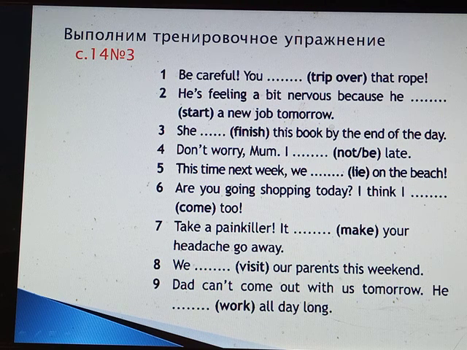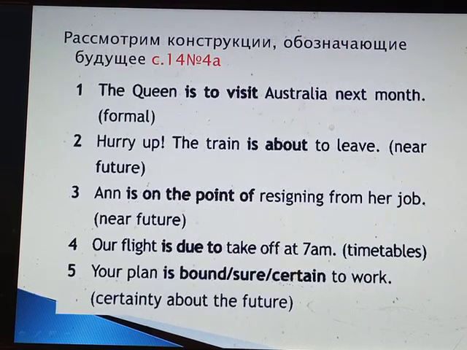I hope you managed with grammar tenses and you know how to use future constructions. Let's have a look at some special constructions. Exercise 4a, page 14. In formal situations, we can say somebody is to do something. The Queen is to visit Australia next month. Королева посетит Австралию в следующем месяце. Это запланированный официальный визит.